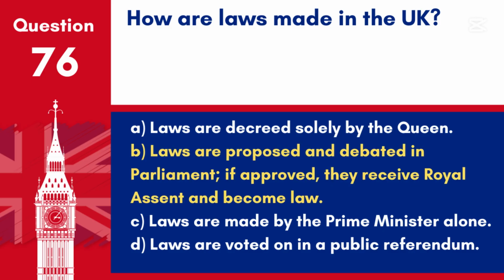Answer. B. Laws are proposed and debated in Parliament. If approved, they receive royal assent and become law. This process ensures that laws are scrutinised and approved through democratic means before being officially enacted.